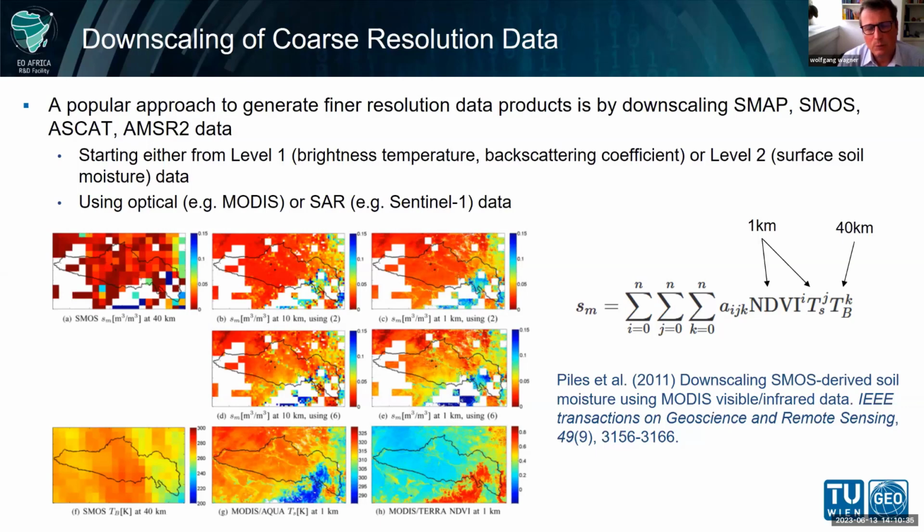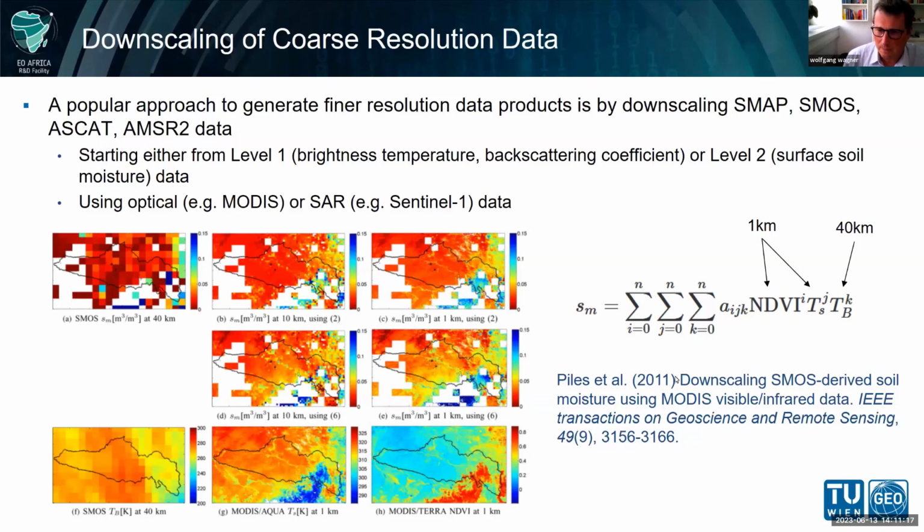And there's different approaches. The one would be that people start from level 1 satellite data products, for example, brightness temperature measurements from SMAP and SMOS, or backscatter coefficient from ASCAT. And the other approach would be that you start from level 2 data, so that you start from like SMOS and SMAP soil moisture estimates. And then there are two principal sources of how data is then downscaled: either using optical data, like, for example, from MODIS or Sentinel-2, or from synthetic aperture radar data, like Sentinel-1 in particular.